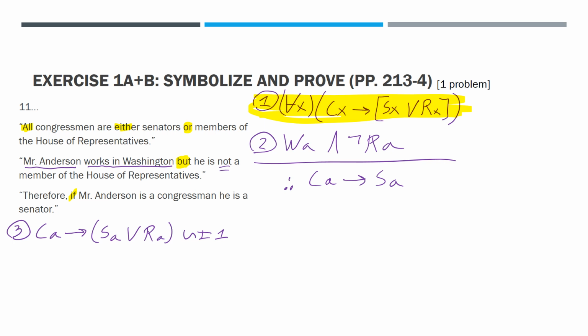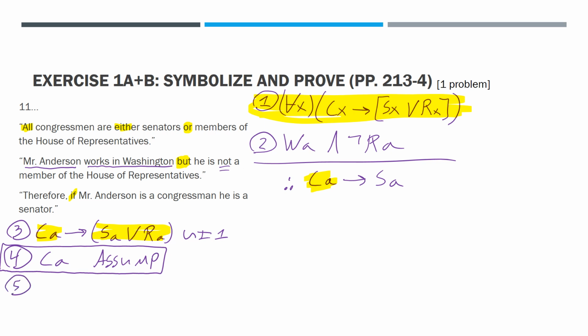So now I think is a good time to actually make an assumption. So we'll assume the antecedent to that conclusion we want to prove. So for line 4, we'll just say CA by assumption. And because it's an assumption, we'll place it under quarantine. But based on that assumption, we could affirm the antecedent on line 3 to get that consequent, but also under quarantine, of course. So for line 5, we can get SA or RA by modus ponens with lines 3 and 4.